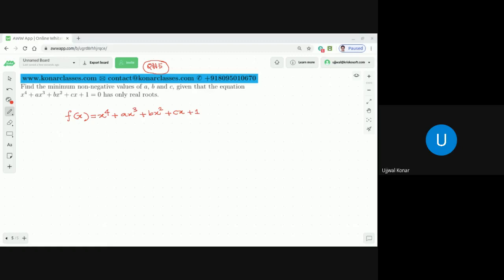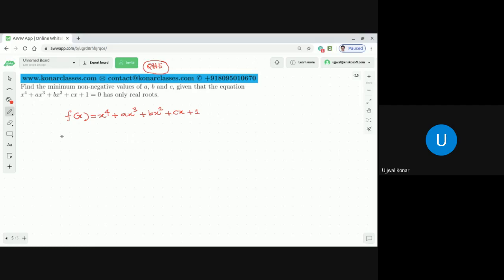Now further, f(0) is not equal to 0. Correct, no? How come f(0) is not equal to 0? Because f(0) is equal to 1, no? How can it be 0? Yes. So all the roots of the equation are negative. Two things: as a, b, c are non-negative, no roots of the equation f(x) = 0 can be positive.